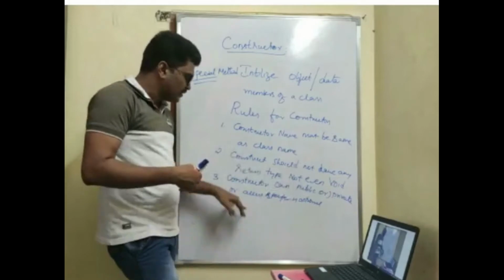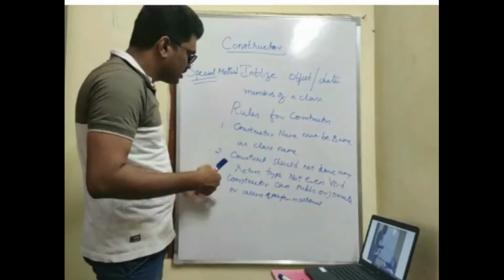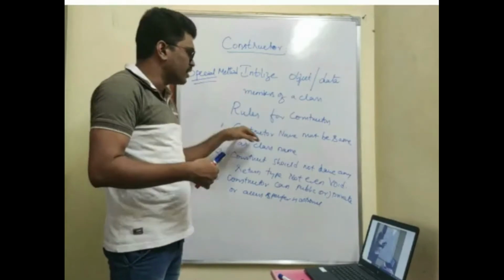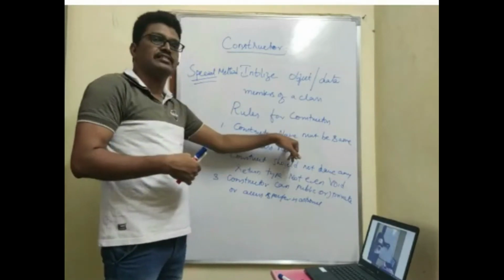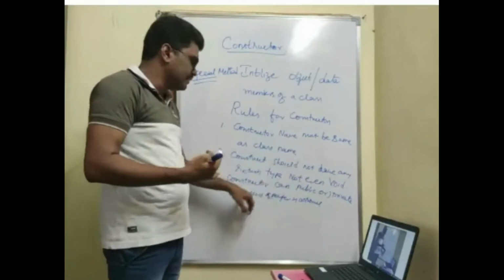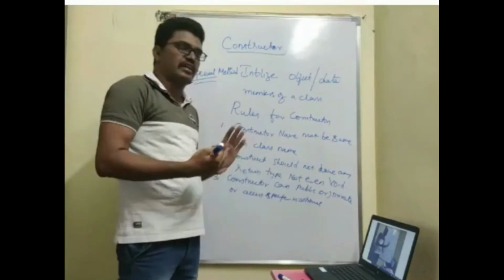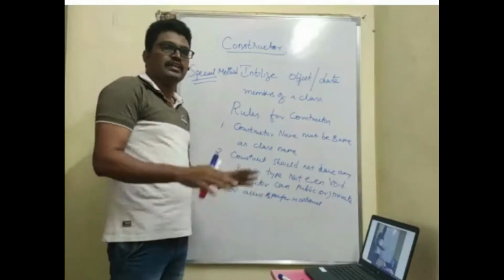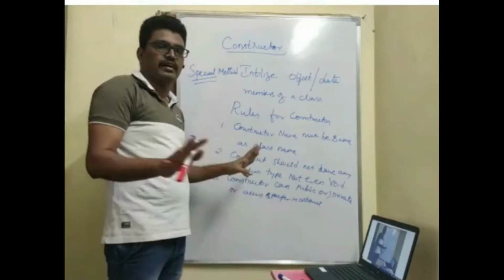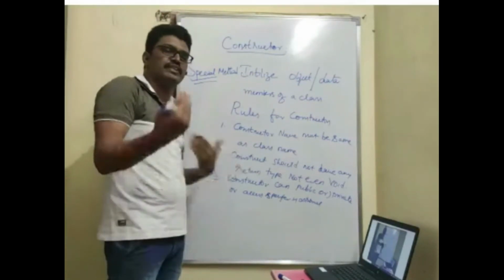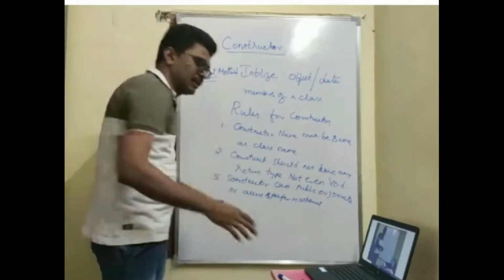So now, these are the three basic rules that you need to follow in order to define a constructor. The very important thing is its name must be same as the class name. It should not have any return type. And the third one is it can be either public or private, or you need not specify the access specifier. If you keep it like that, the default access specifier, which is similar to public, will be applicable. Is that fine?